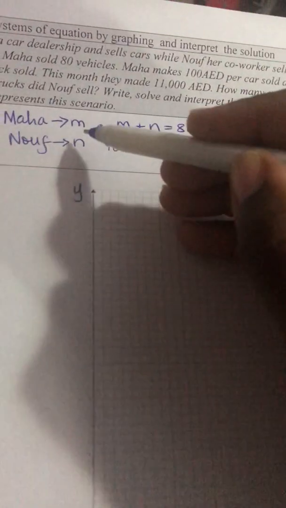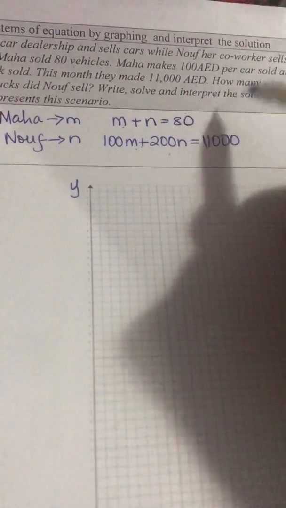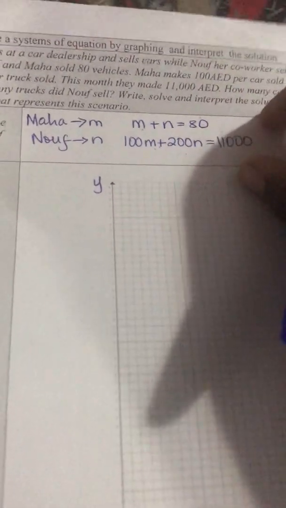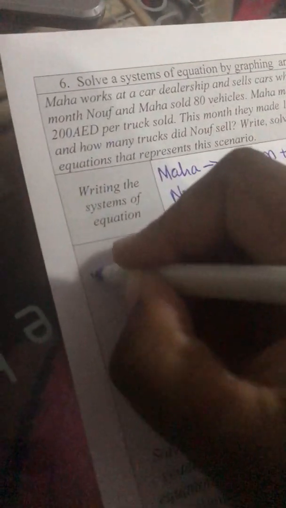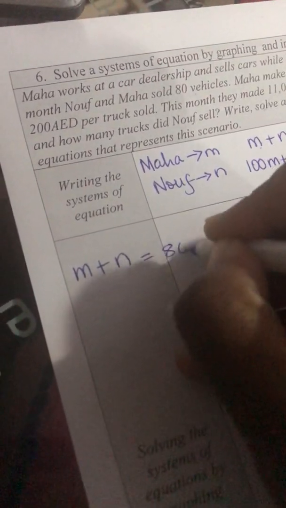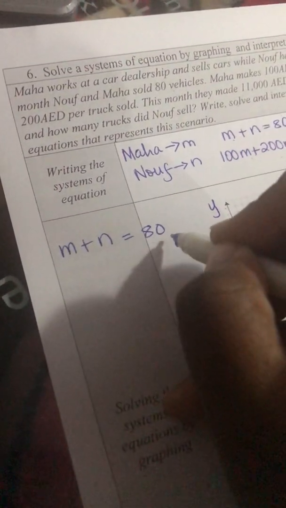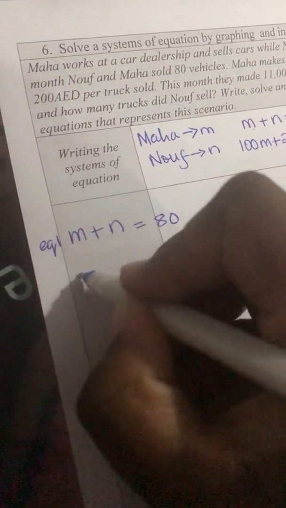So we have written. When you're writing, you define the variable and you write your equation. So that's the answer to this part. Now we want to do the solving. So I have two equations. I have M plus N equals 80. So I want to graph. This is my equation 1. I'm going to label that equation 1. For me to graph, I need a table.